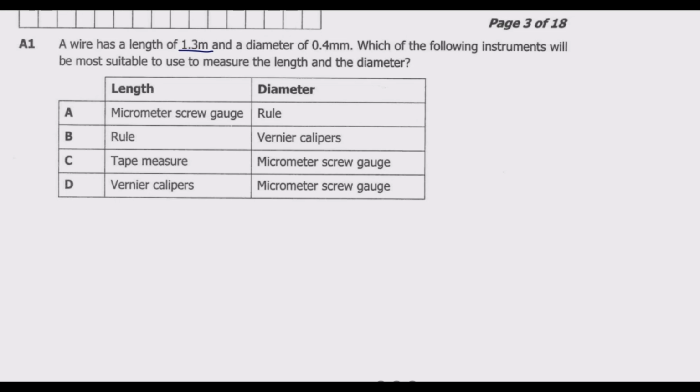distances. When you're dealing with a micrometer screw gauge, you are measuring very small lengths, less than 2 centimeters, plus or minus 0.001 centimeter, which is the degree of accuracy. So only use a micrometer screw gauge if you're measuring the thickness of things like the wire or the hair, those small things. That's when you use a micrometer screw gauge. So in this case, A cannot be correct.